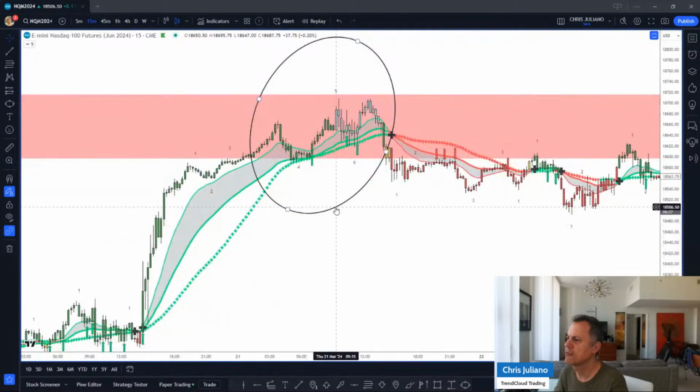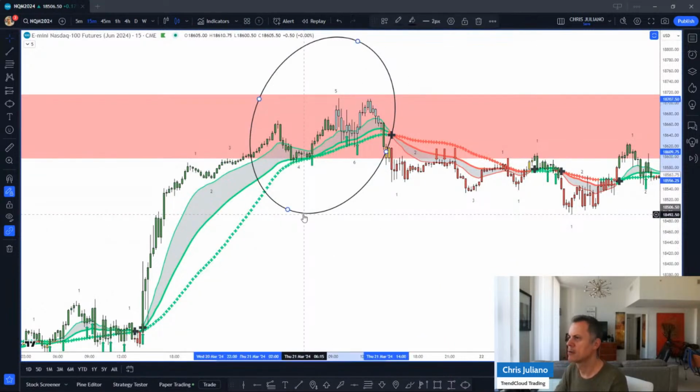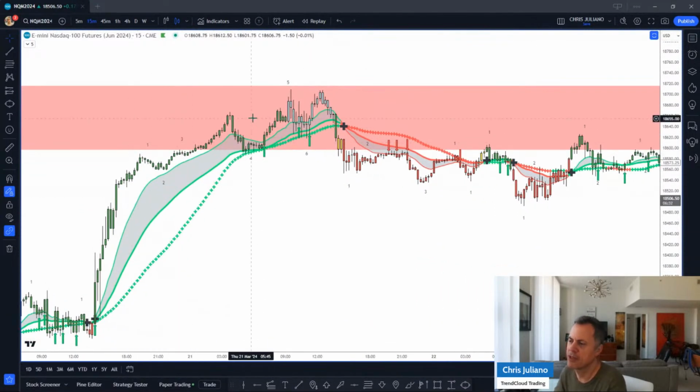So take a look at the 15-minute chart here. Comes into that market edge right here, pulls back to the trend cloud, makes a new structure high, pulls back into the trend cloud, and double tops right here. It does not make a new structure high right here. It does not make a new structure high.